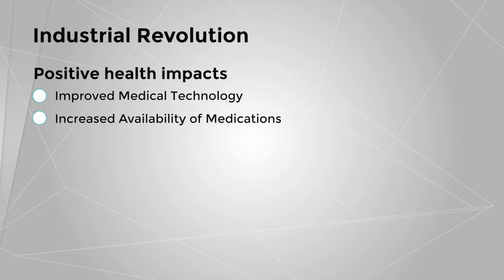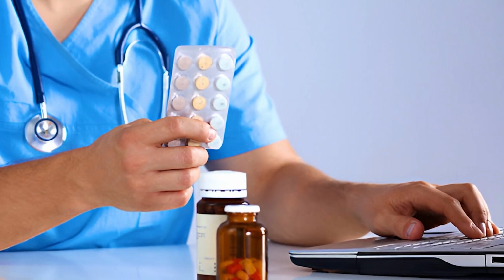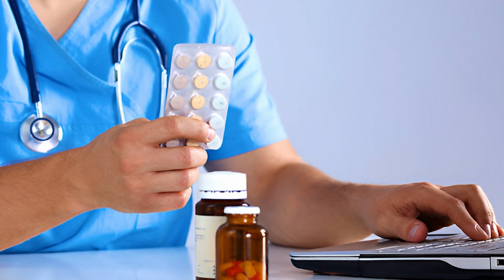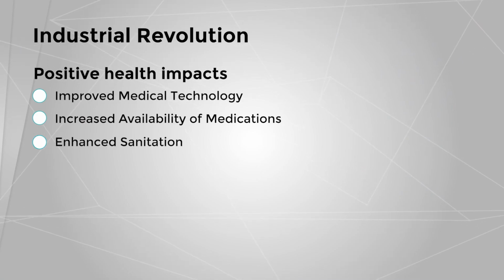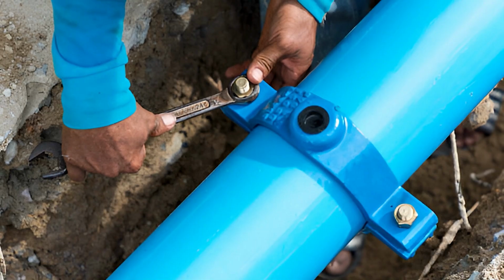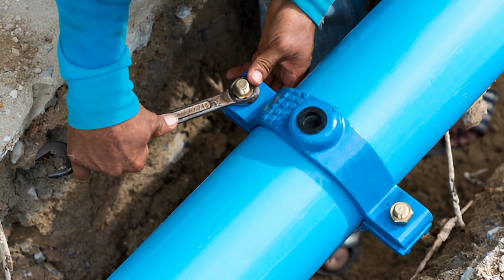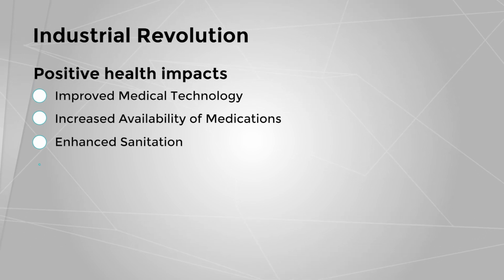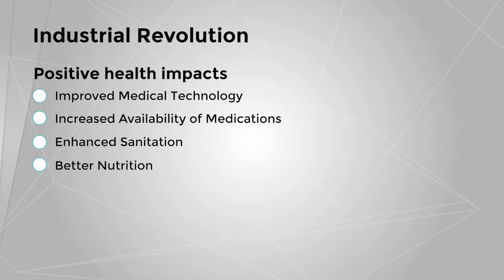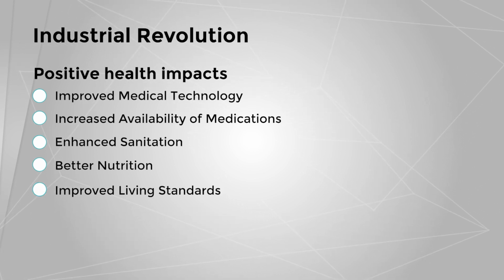Mass production techniques allowed for widespread availability of medicines, making treatments more accessible and affordable. Enhanced sanitation. The development of modern plumbing and sewage system reduced the prevalence of waterborne diseases and improved overall public health. Better nutrition. Advances in agriculture and food processing improved the availability and variety of food, leading to better nutrition and health outcomes. Improved living standard.